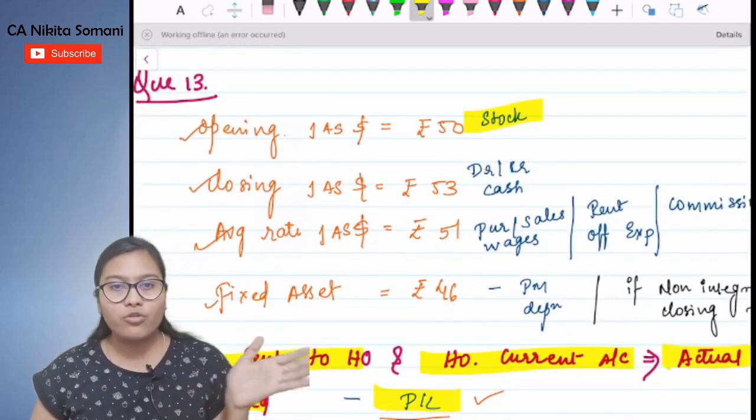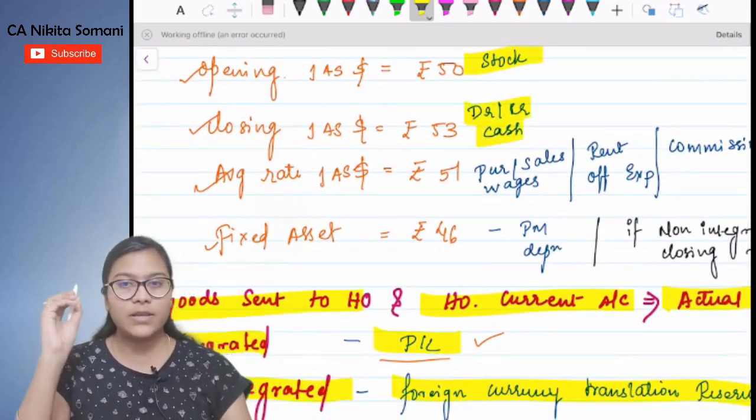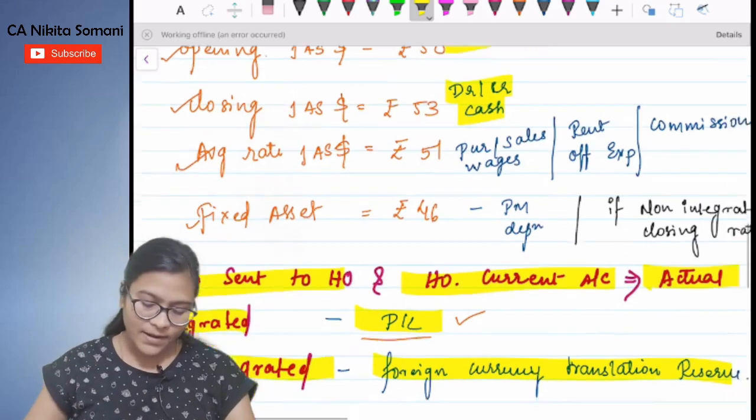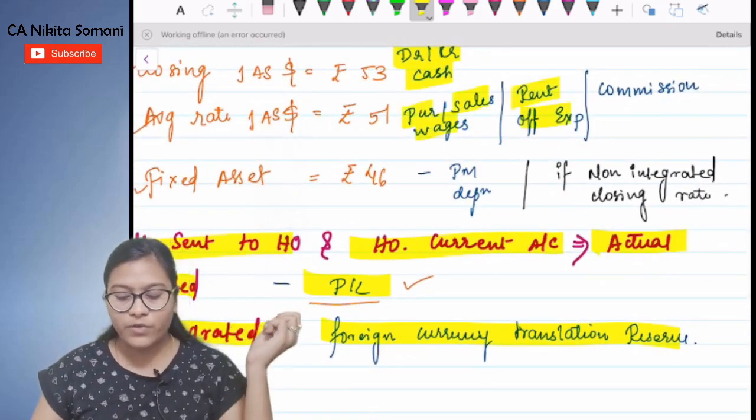Opening stock would be valued on what? Opening rate. Then the closing rate would be applied to debtors, creditors and cash balance. Okay, and then the average rate would be applied to purchase, sales, wages, rent, office expense, commission.